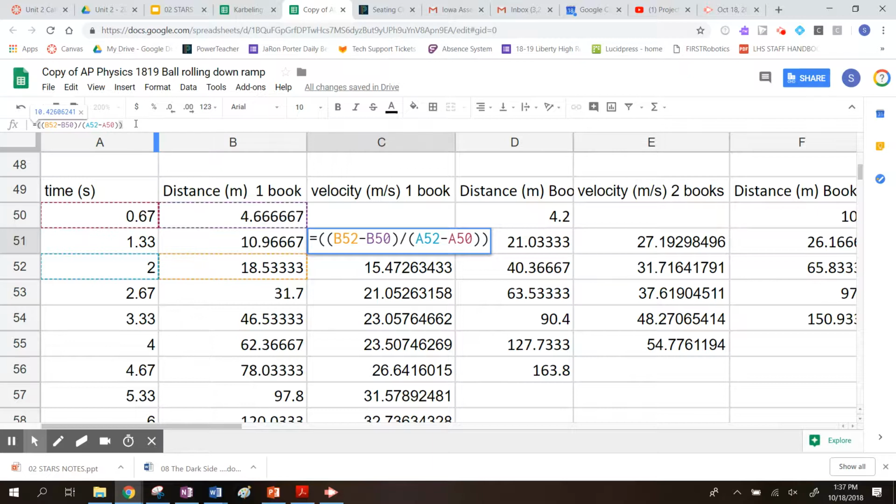So you use these 2 points to find the velocity for which one? For C51. For this one? Yes. And then you used these 2 points to find this one? I guess I'm not understanding. Okay, is that what you're saying?